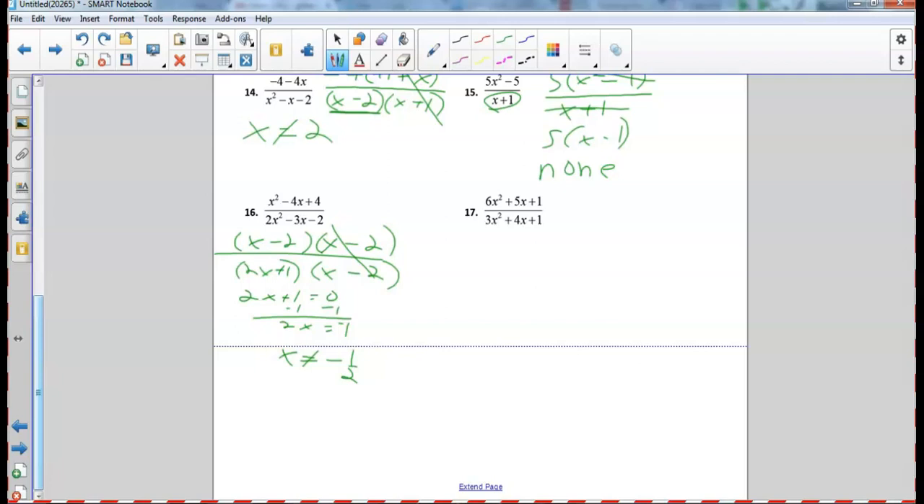And last but not least, number 17, I'm going to factor the top, and it's going to be 2x plus 1 and 3x plus 1. On the bottom, I'm going to factor 3x plus 1 and x plus 1. 3x plus 1's cancel. That leaves me an x plus 1 on the bottom, which I set equal to 0. So x cannot be negative 1. That's my excluded value. And there's the end of the notes.